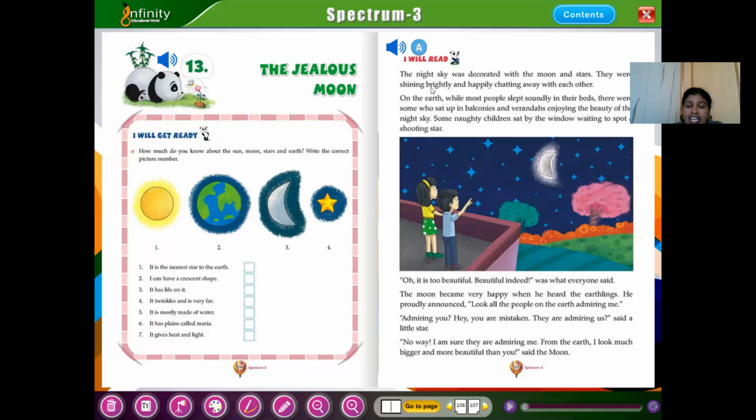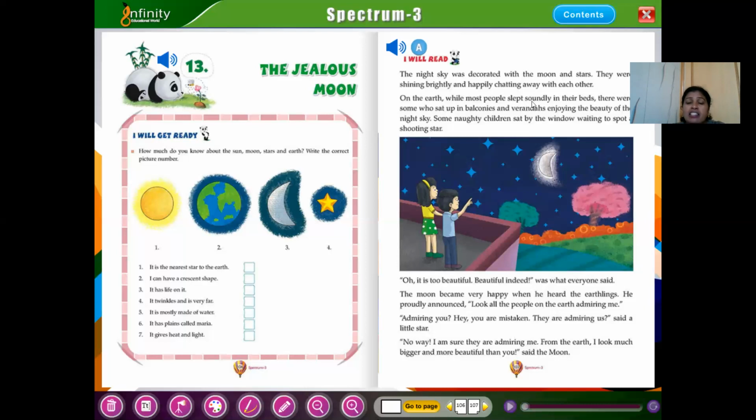So at that time, this is happening in the sky. What is happening at that time on the earth? On the earth, most people are sleeping very soundly, they are in very deep sleep. Slept soundly means they are in deep sleep in their beds. And some of them sat up on balconies. The terrace of your house, where you have space, is called a balcony. And the place outside your house where you sit and enjoy is called a veranda.